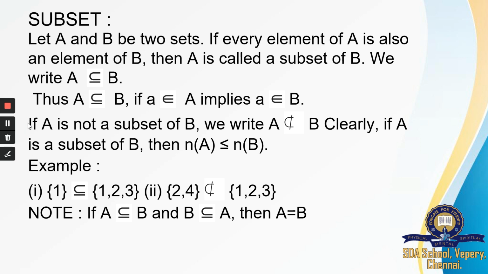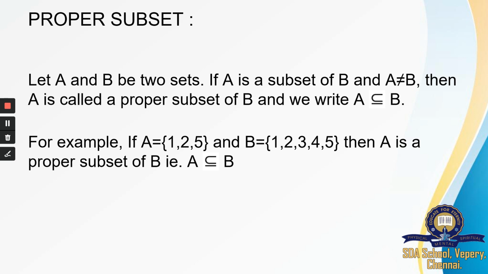Okay, next. What is a proper subset? When do we call a subset a proper subset? Again, let us consider A and B to be two sets. If the set A is a subset of B, and also if it is not equal to B, then we can call A a proper subset, and we write it like this. For example, if you take A to be a set which consists of elements 1, 2, and 5, and B consists of elements 1, 2, 3, 4, and 5.